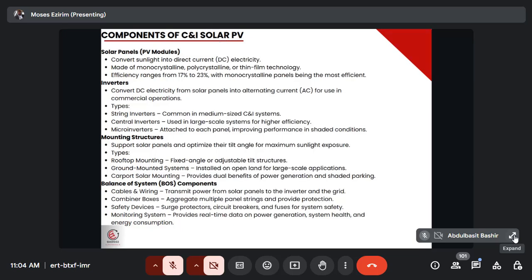Now this is the solar panel. The solar panel is the main component. It is the generating component. Others are just wheels to transfer that generated energy from the solar to the consumer. All right. So the solar panel is the main component there. So you can see, it converts sunlight into direct current electricity.